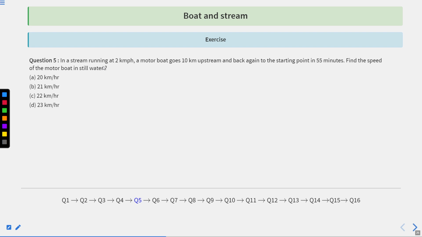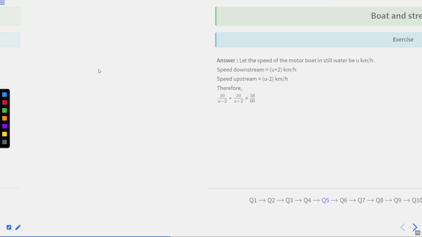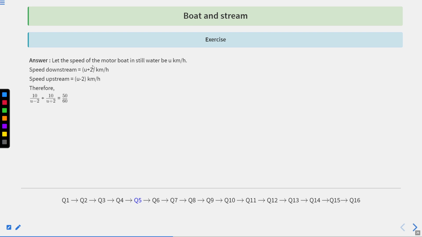Now, problem number 5. In a stream running at 2 km per hour, a motorboat goes 10 km upstream and back again to starting point in 55 minutes. Find the speed of the motorboat in still water. So let the speed of motorboat in still water be u km per hour.